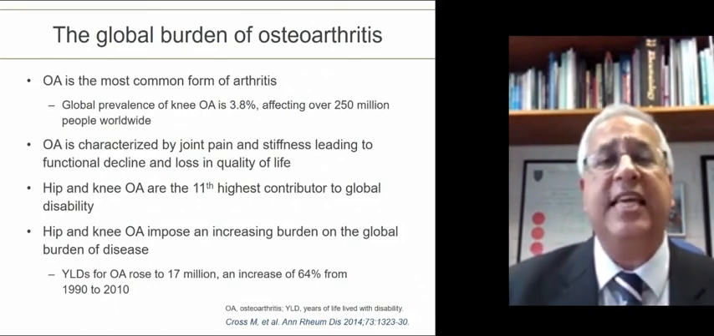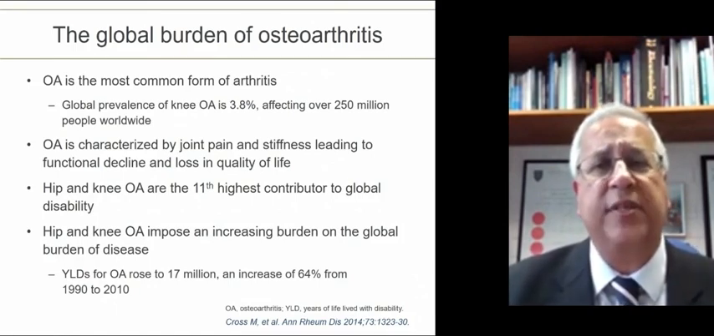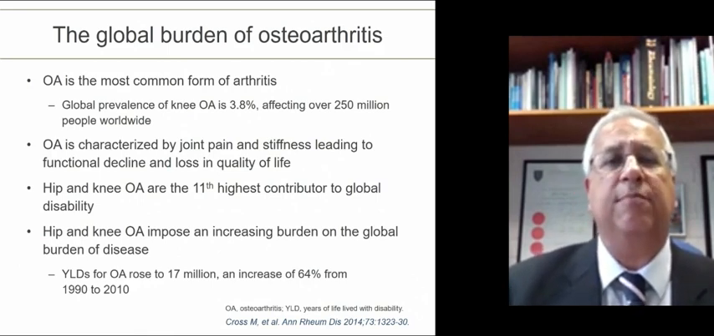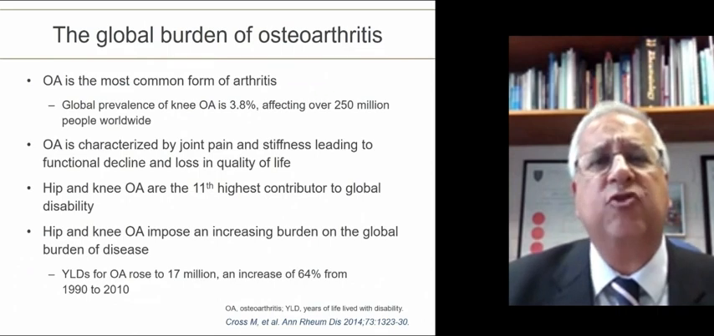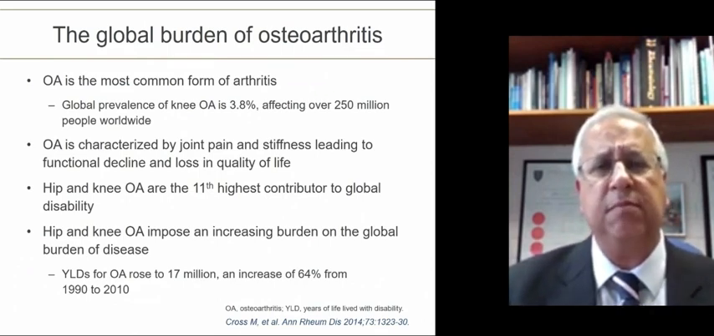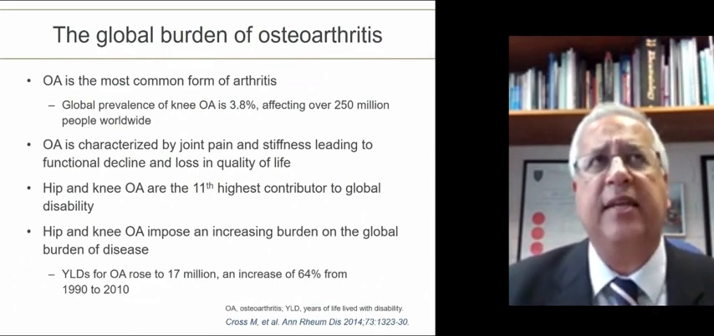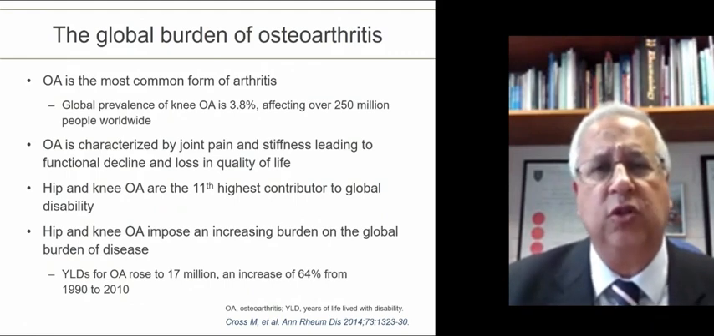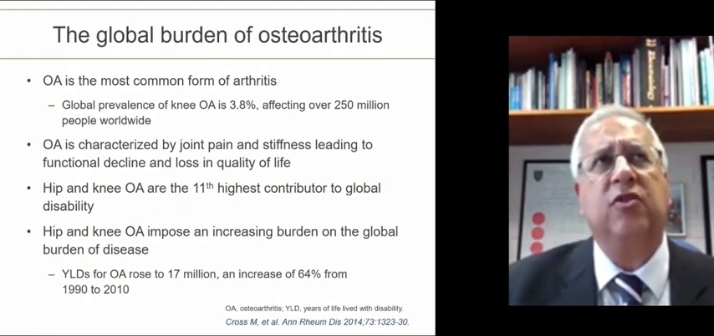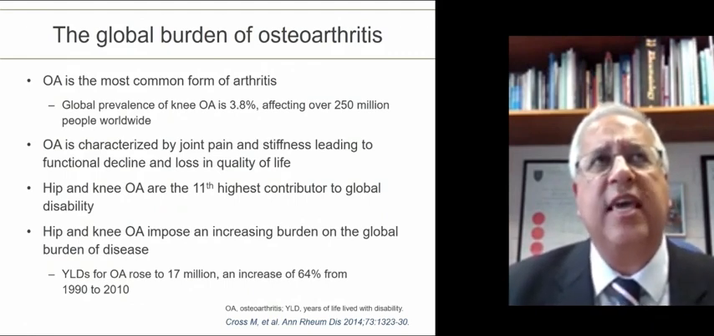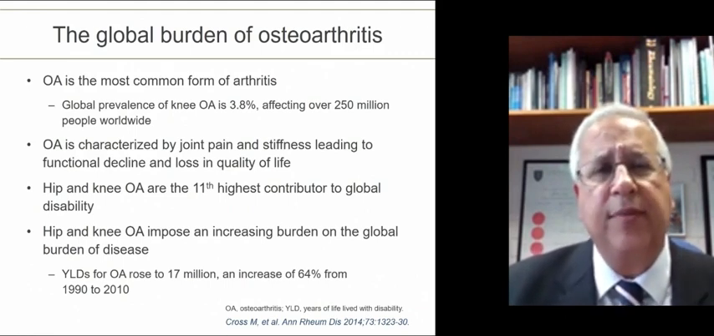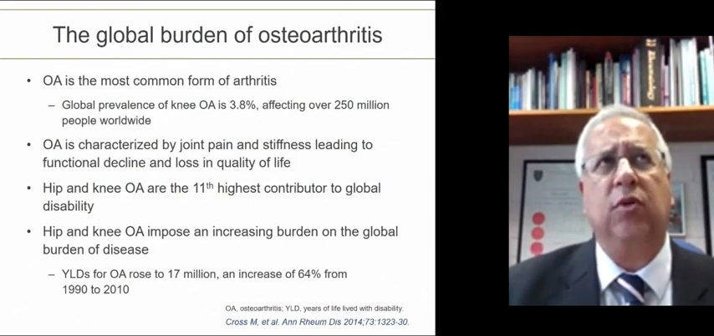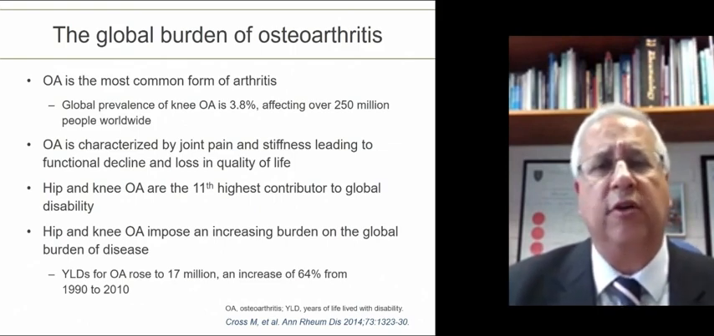So you've heard that this is the commonest form of arthritis worldwide. Global prevalence of knee involvement is around 4%, 250 million people around the globe. You've also heard about the heterogeneity. You have symptoms, so that is joint pain, stiffness, and loss of function. You have structure, which is imaged by radiology or MRI, and then you have actual anatomical pathology.